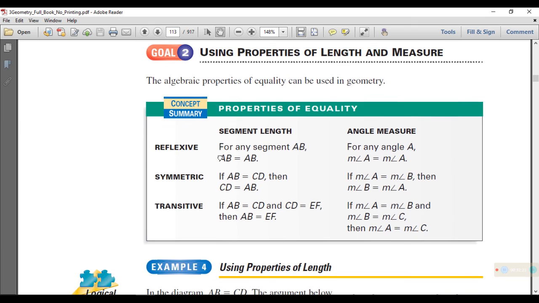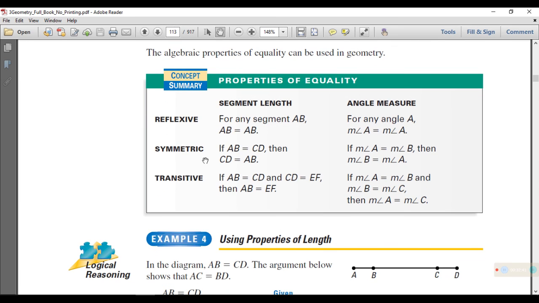So, for the segment length, na-discuss na natin to before. If you have any segment AB, it is always equal to itself using the reflexive property of equality. Sa angle measure, ganun din. The measurement of an angle is always equal to the measurement of itself. So, measurement of angle A is equal to the measurement of angle A.